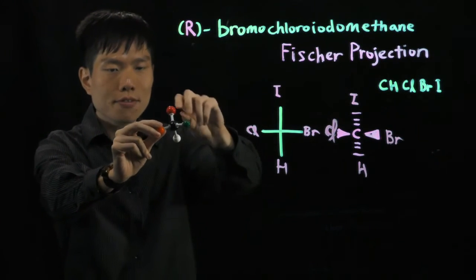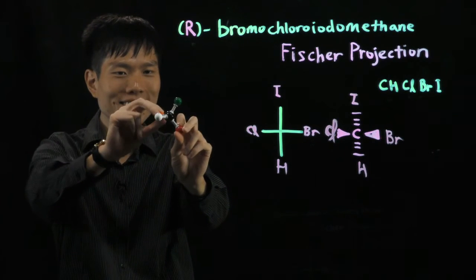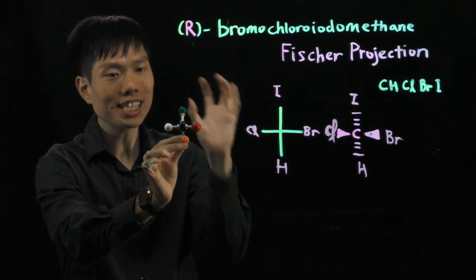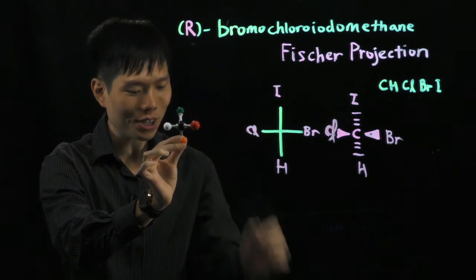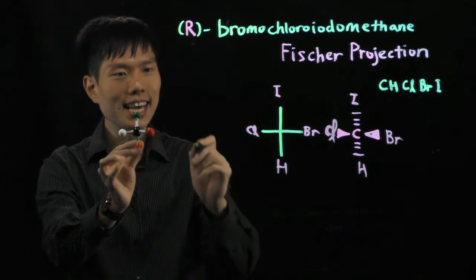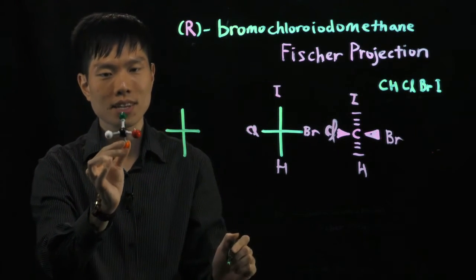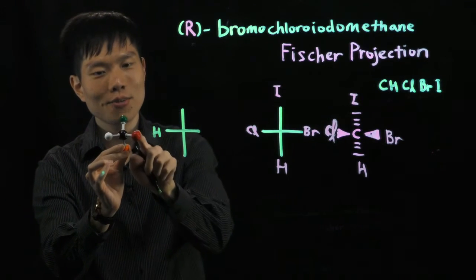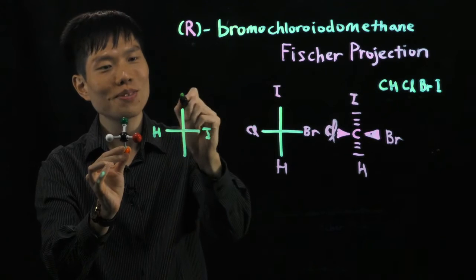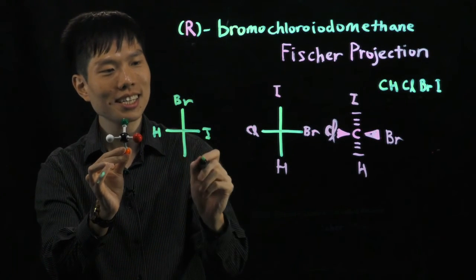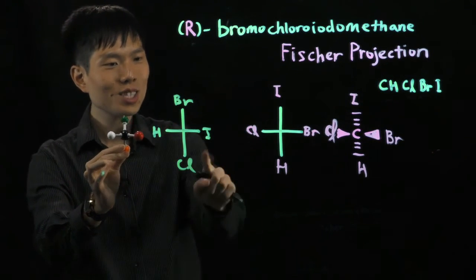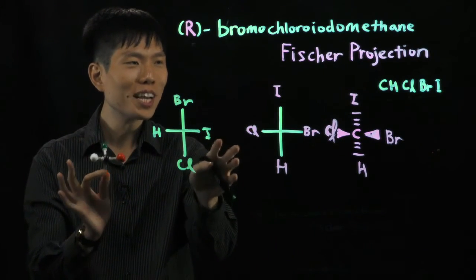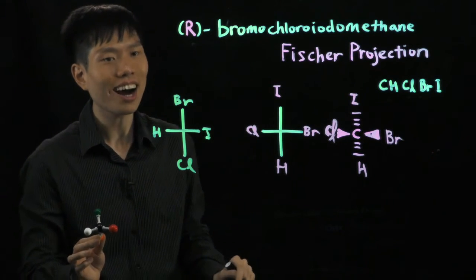Now, what if we rotate the molecule and see it this way? Notice I didn't break any bonds or change the relative position of each atom. It's still the same molecule, but we can redraw this. Again, first of all, you draw a cross, and then you see. Now, H is on your left. Right side is iodine. Top, there's a bromine. And bottom here, there is a chlorine. These two might look different, but they represent the same molecule. And from here, you could actually know that they are the R isomer.